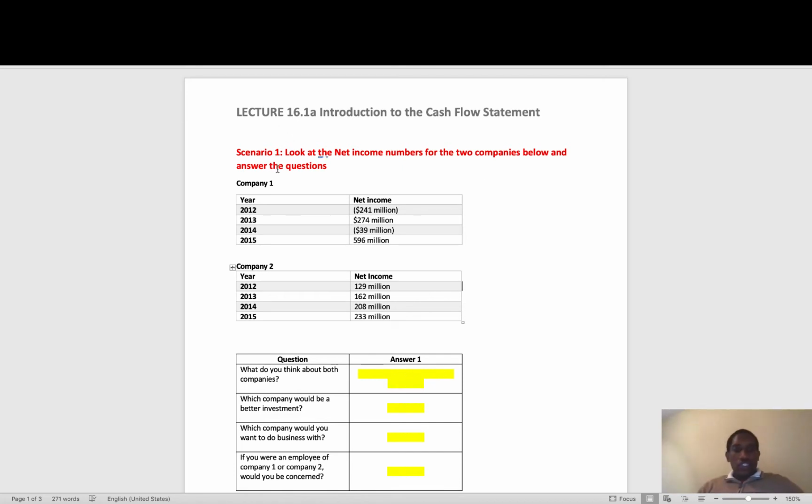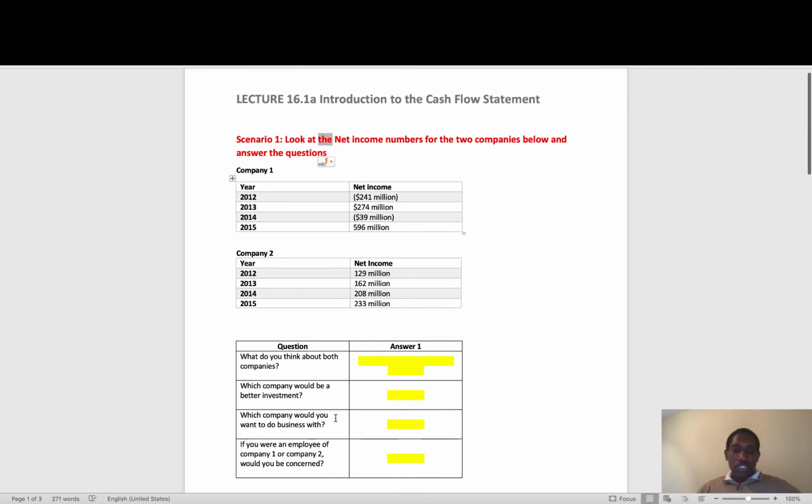I want you to look at these two companies, and I purposely did not include the names, Company 1 and Company 2, right? And I want you to look at the numbers for Company 1 and 2, and I want you to pause the video and answer these four questions related to Company 1 and Company 2. So here's the net income for Company 1.